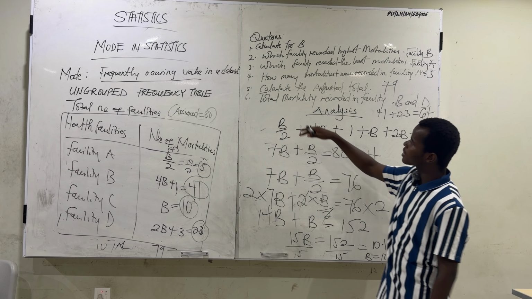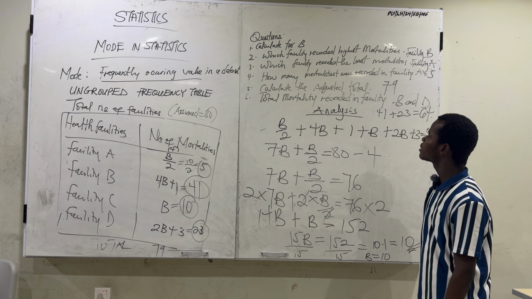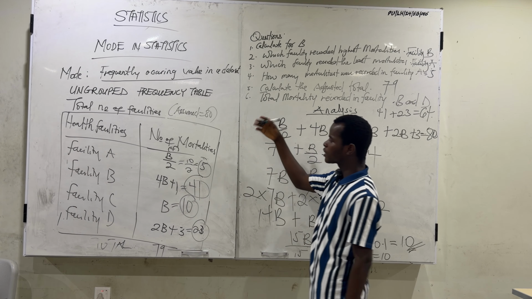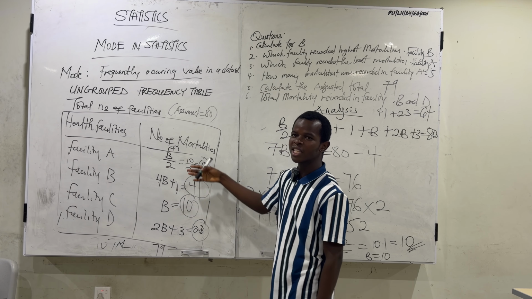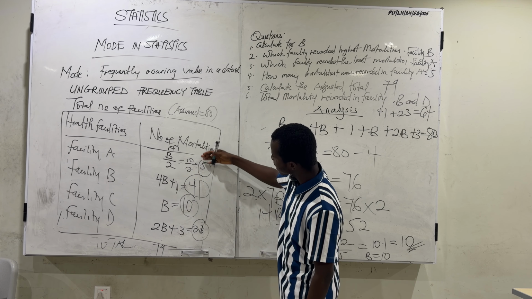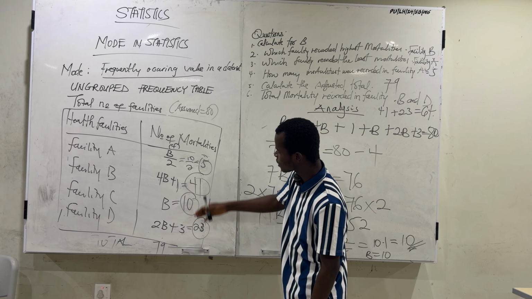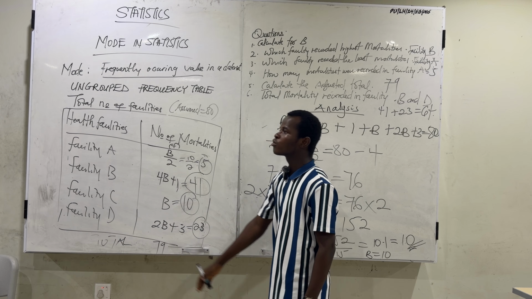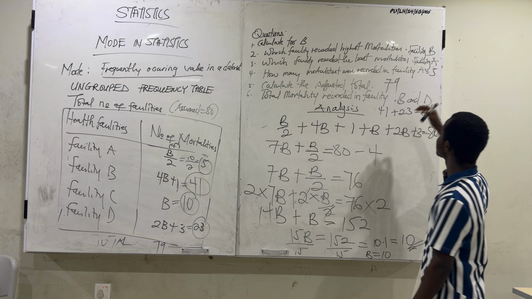And then the fifth question is to calculate the adjusted total. So the adjusted total is the summation of the frequencies we've calculated for. So 5 plus 41 plus 10 plus 23, which is 79. So our adjusted total will be 79.